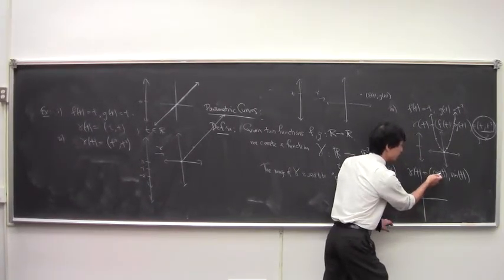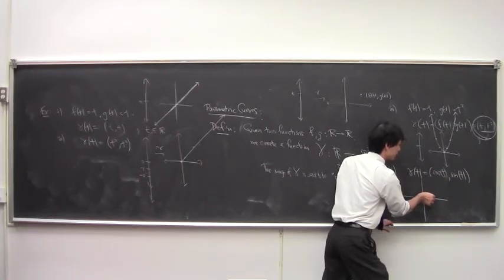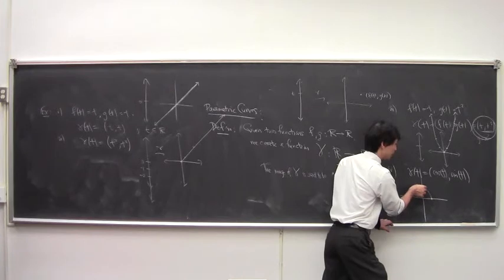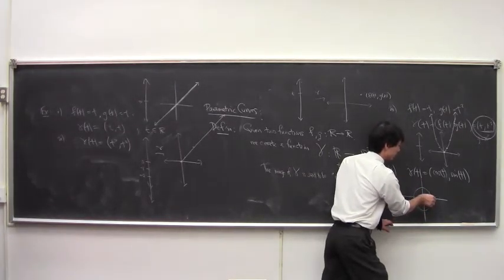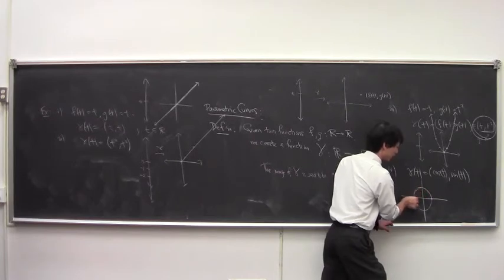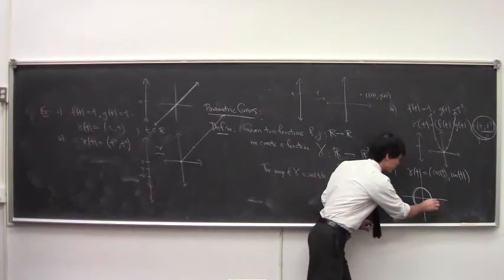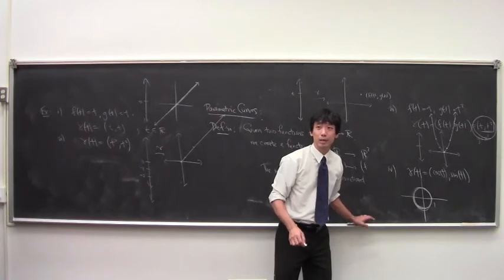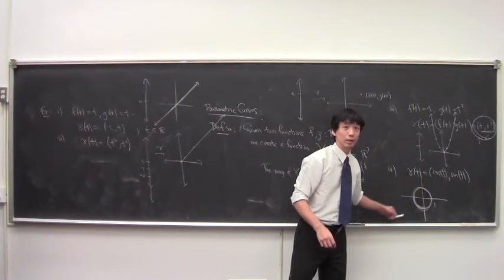At time 0, you're going to be at (1, 0). And as time goes forwards, at time pi over 2, you're here. Time pi, time 3 pi over 2, time 2 pi, and you keep on running around. So this thing covers the circle. As time goes forwards, you keep on chasing over the unit circle in a counterclockwise manner. And as time goes backwards, you go in a clockwise manner.